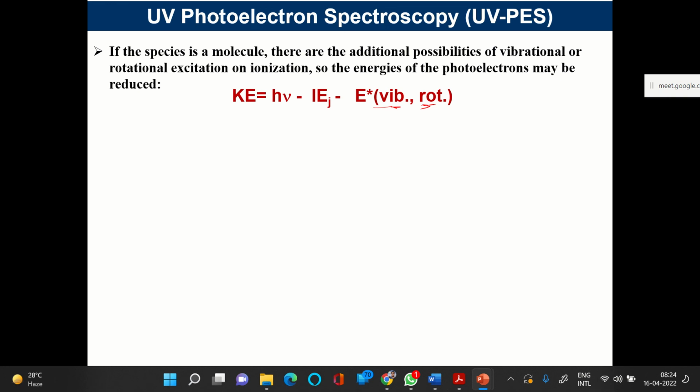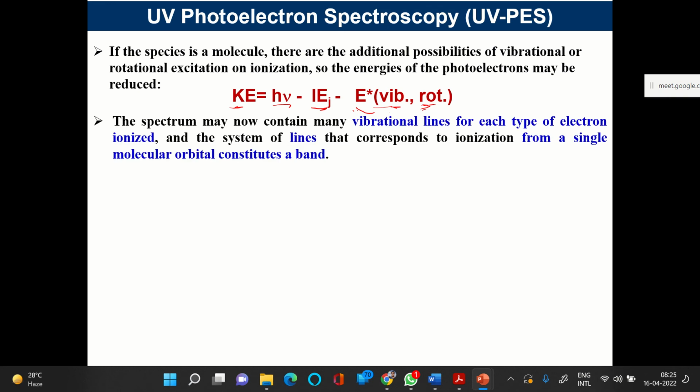So that also has to be taken into account. In this particular case, the kinetic energy that you observe will be h mu minus ionization energy minus the vibrational and rotational energy of the excited state, E star. The vibrational and rotational energy of the excited state has to be deducted, and then you can talk of the translational kinetic energy. That is the basis. The translational kinetic energy of the ejected electron is to be analyzed.